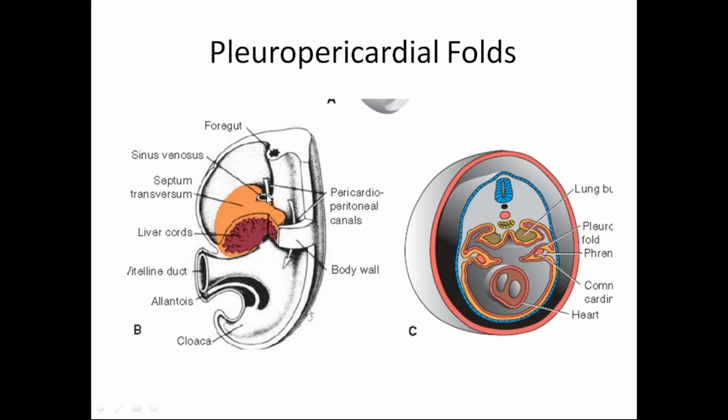Sinus venosus is out here. This is part of the heart. The venous return of the heart is by the sinus venosus. And if you see, there are certain hepatic channels or liver cords which are invaginating the septum transversum. So the septum transversum is penetrated by these liver cords, so it also gives rise to part of the hepatic cords.